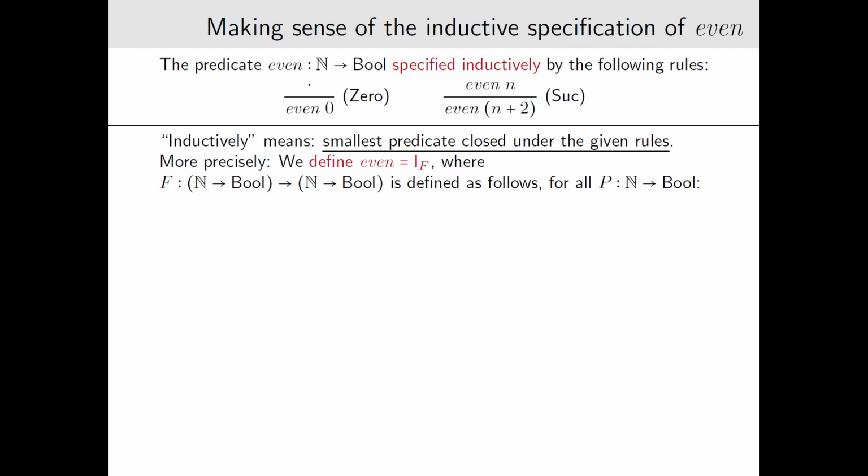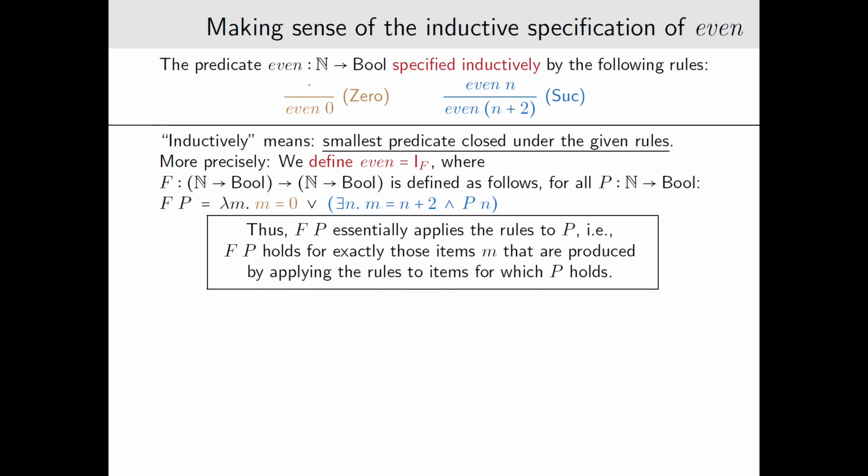So we define even as the least fixed point of some operator f. This is an operator on predicates. It takes a predicate and returns another predicate. How is f defined? Well, it takes a predicate p, and it returns a predicate. What does the result predicate do? I color matched here the rules. It says that one of the rules must have been applied, either 0, in which case m is 0, or successor, in which case there exists an n such that m equals n plus 2 and p of n holds.